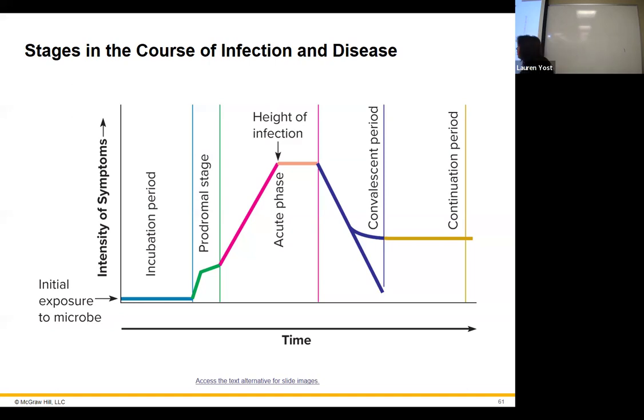Prodrome is the same thing. Then next is the acute phase. This is like full-blown disease, like you have the worst of the symptoms and it's getting to the worst of it, right? Because your organism is growing the most here. It's the happiest, and that's unfortunate for you.